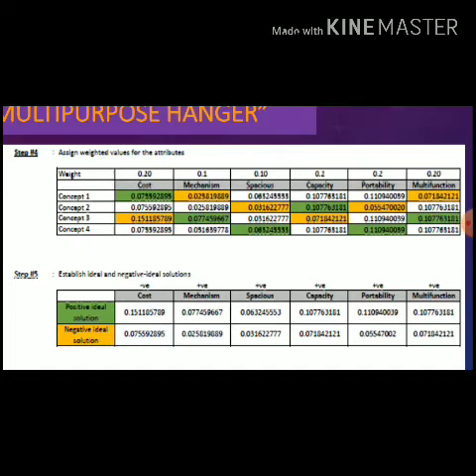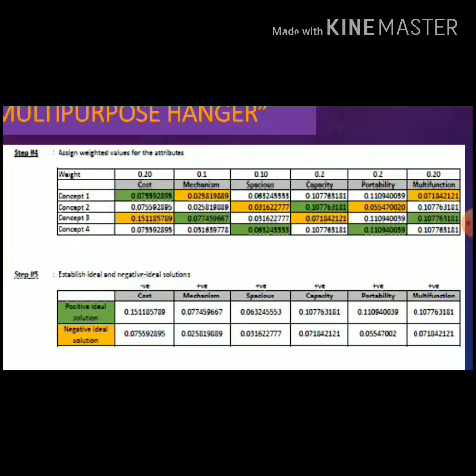I would say that this is very important and reflects back to the Pugh matrix. We have assigned the weightage: cost 0.2, mechanism 0.1, spacious 0.1, capacity 0.2, portability 0.2, and multifunction 0.2. This is exactly the same weightage that we have been applying in the Pugh matrix.